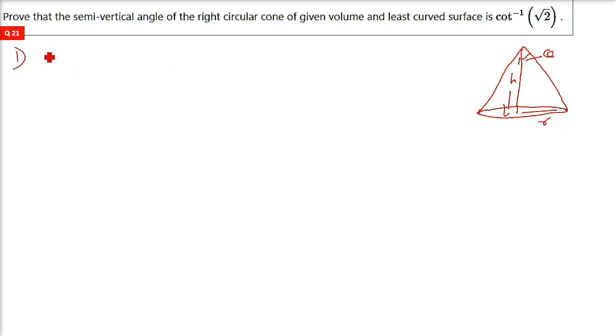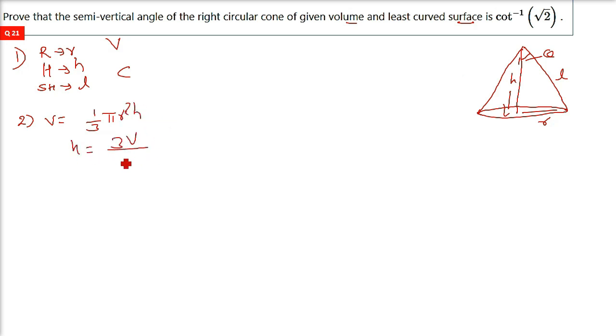Now what we have assumed: the radius we assume to be small r, the height we assume to be h, small h, and this is the slant height. So slant height is L, and L square will be h square plus r square. The volume we will take as capital V and the curved surface area as capital C. The volume is 1 by 3 pi r square h. So 3 into capital V, which is the volume, gives us a relationship: 3V by pi r square is equal to h.